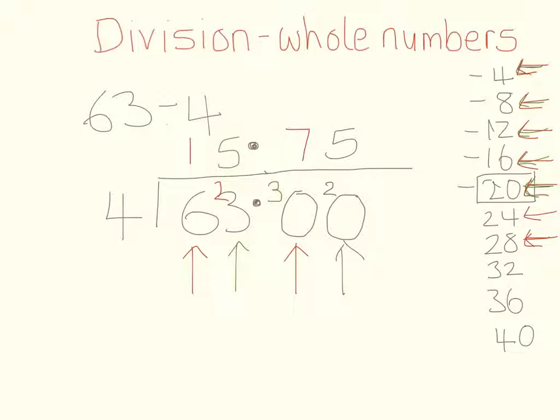So actually 63 divided by 4 is 15.75. In our other answer, when it was written as a fraction, it was 15 3/4. 3/4 is 0.75 in a decimal form.